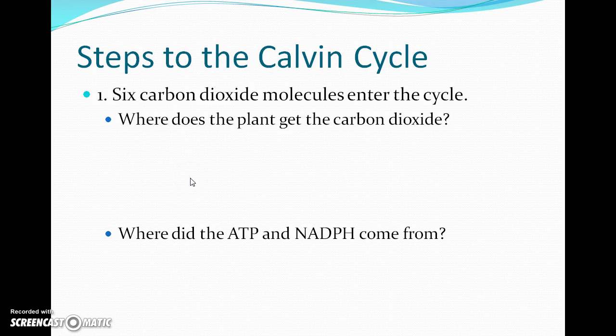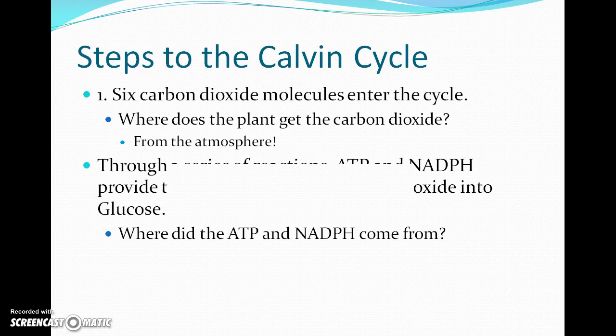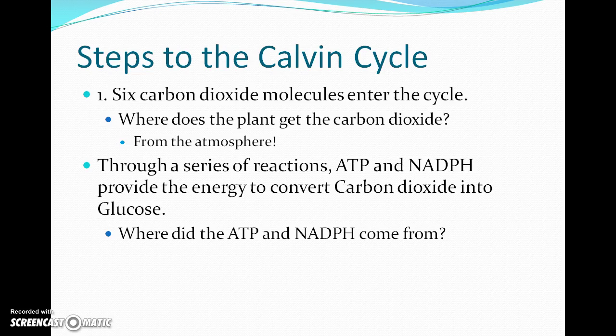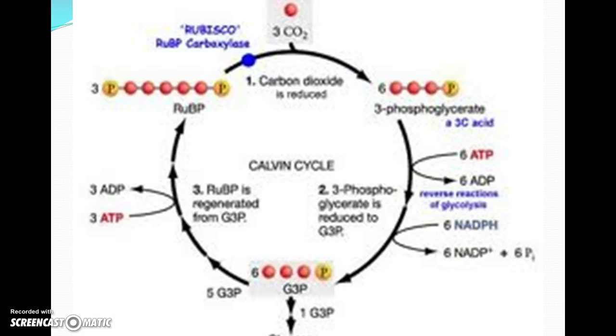Where does this plant get the carbon dioxide? Well, it gets it from the atmosphere. Every time you take a breath in, you're breathing in oxygen. When you breathe out, one of the waste products is carbon dioxide. Through the reactions in the Calvin cycle, ATP and NADPH are going to provide energy to take those carbon dioxide building blocks and turn it into glucose. Remember that ATP and NADPH working in the Calvin cycle came from those light-dependent reactions.